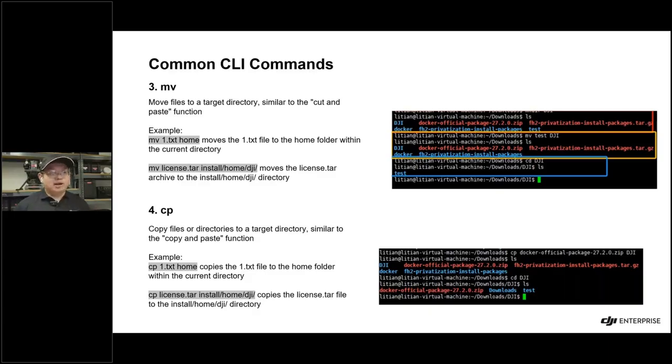If you want to copy a file from one directory to another directory, cp will be the command for doing that. So cp, space, then the name of the file, then another space, then apply the directory. That's going to copy the file you defined to the directory you defined.